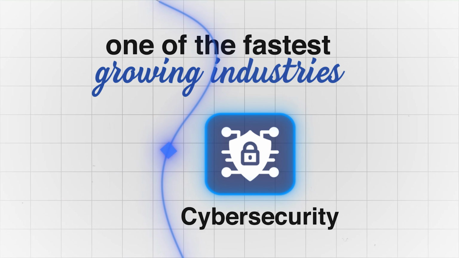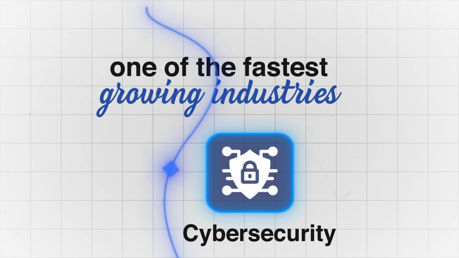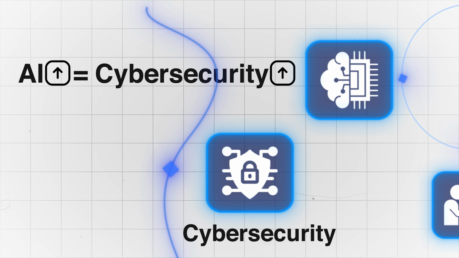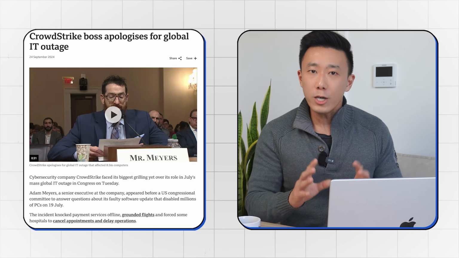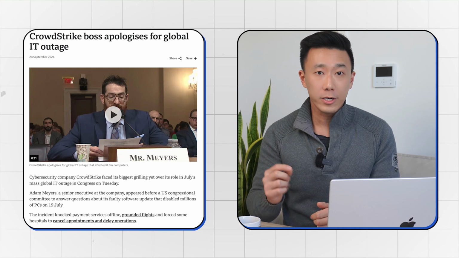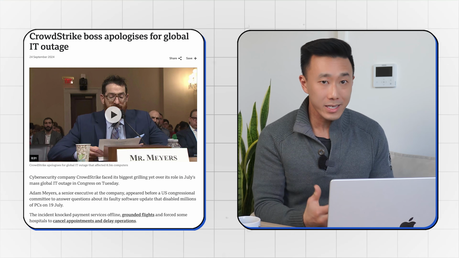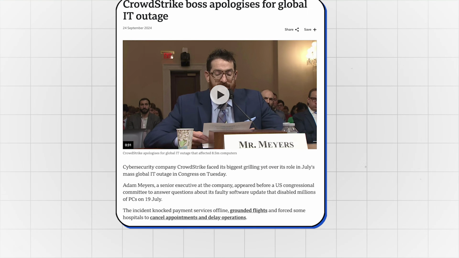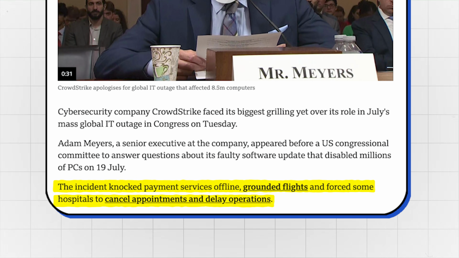CrowdStrike is a leader in cybersecurity, which is one of the fastest growing industries. As more businesses move online, the need for AI-powered security solutions is skyrocketing. In 2024, there was a major fundamental catalyst taking place on CrowdStrike stock, the major outage that disrupted daily lives, businesses, and governments around the world. Many industries were affected, including airlines, airports, banks, hotels, hospitals, you name it.